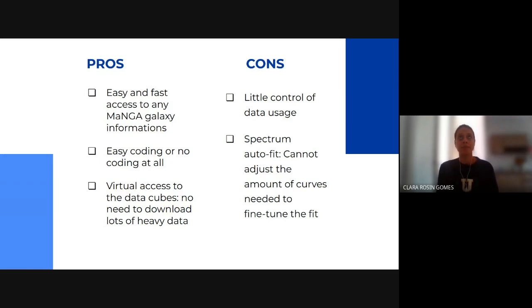And the worst thing about the Marvin is that the spectrum is an auto fit. It means you cannot adjust the amount of curves you need to fine tune the fit. So the spectrum is not always very accurate. You would need the IFU cube to fine tune the fit. So it's more for an overview of the things and not the little things about the galaxy.